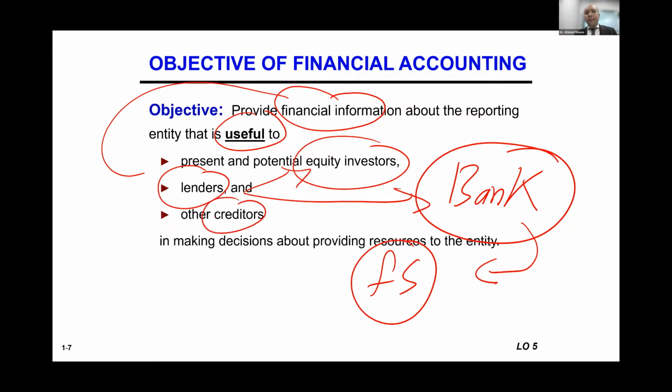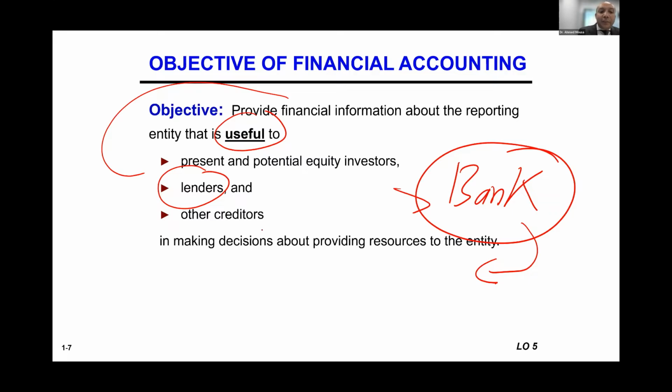Other creditors may be the vendors. If you would like to open an account with a vendor, for example any vendor that gives you medicine, before they give you the medicine in advance, on credit, they need to understand that you are financially healthy. So the objective of financial information is to help decision makers in making what? A decision, any decision.